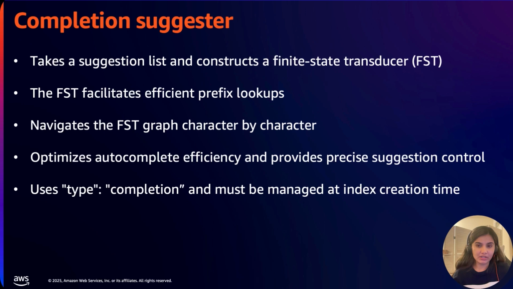During user input, the completion suggester navigates the FST graph character by character. And when it finishes the user input, the completion suggester examines the remaining endings to generate a suggestion list. This method optimizes autocomplete efficiency and provides precise suggestion control. This method uses type as completion and must be managed at the index creation time. So now let's look at how we can create an index using completion suggester.